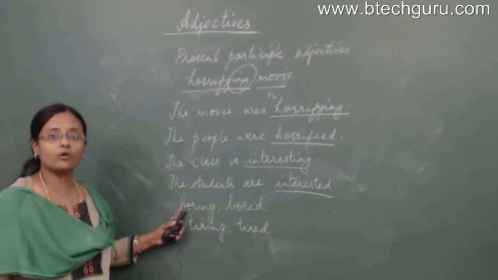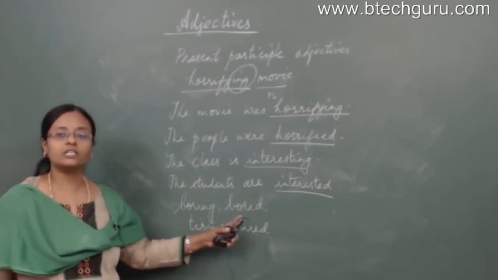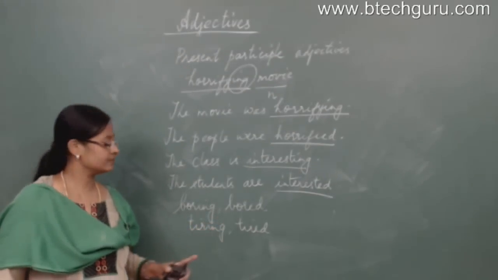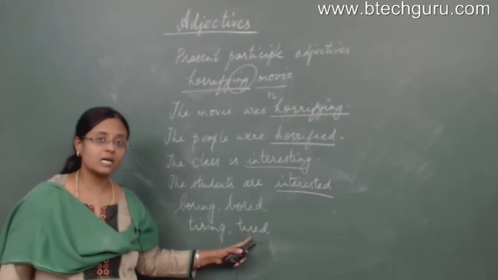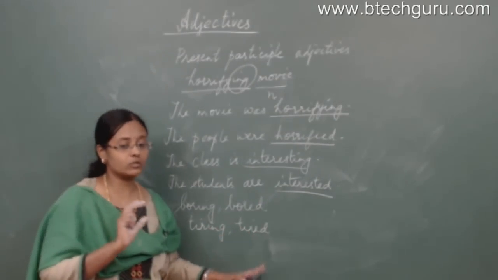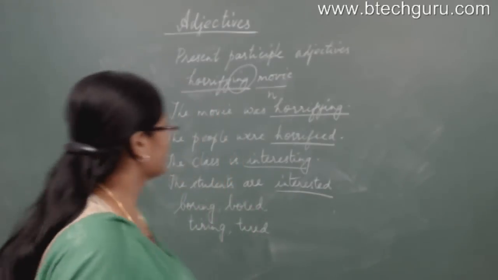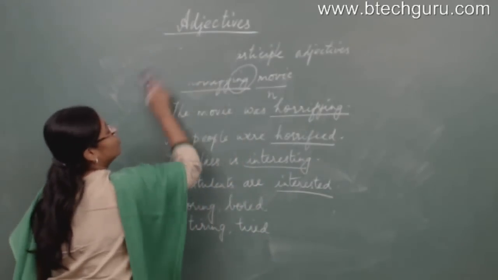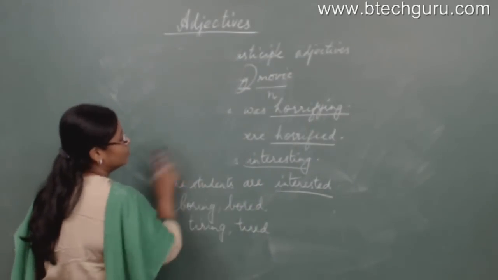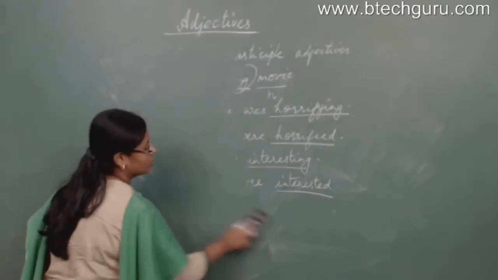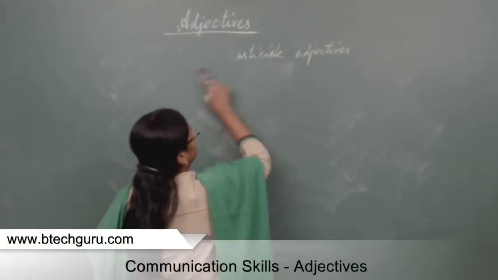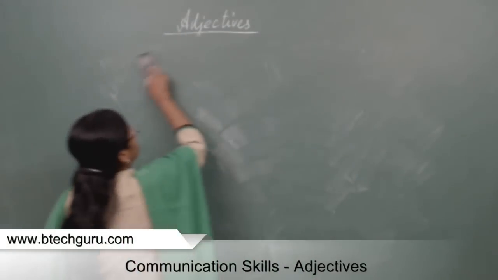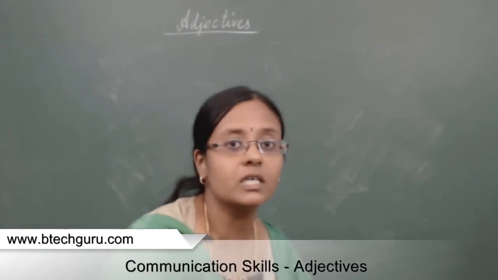The story is boring. The readers are bored. The work is tiring. The workers are tired. So remember to use the right form of the adjective. Whatever word you use while speaking or writing should always bring out your intention. Whatever you want to communicate should be brought out by the words you're using. So be careful with the choice of words.